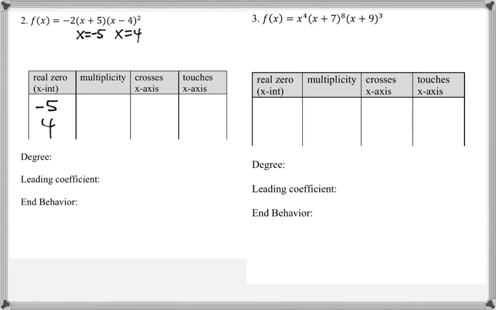Now -5 has a multiplicity of 1 because it's only a solution once. 4 has a multiplicity of 2 because it's actually a solution twice. And we know that because of the exponent of 2 here. So you could actually write this out as x minus 4 and another x minus 4 if you wanted to. So the graph is going to cross at -5, but only touch at 4.